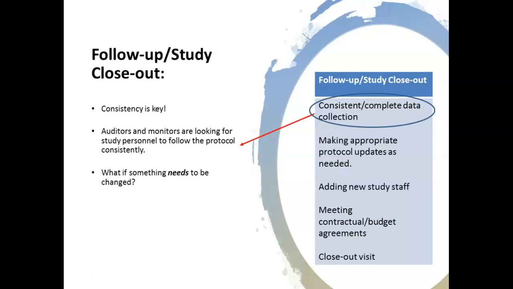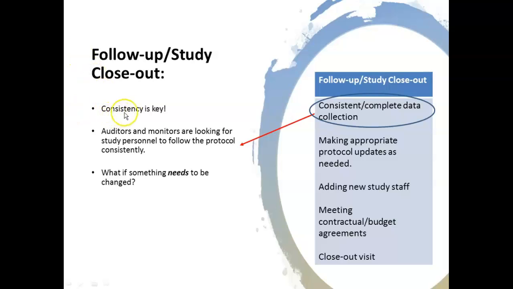So after a participant is initiated, they're going to go into what we call maybe a follow-up phase, okay? And certain items that are a part of this follow-up and study closeout phase are consistency and complete data collection, which we really alluded to very well in the execution phase of the study. Consistency is key, and that's why building very well thought out case report forms are very necessary in that data collection and execution phase.